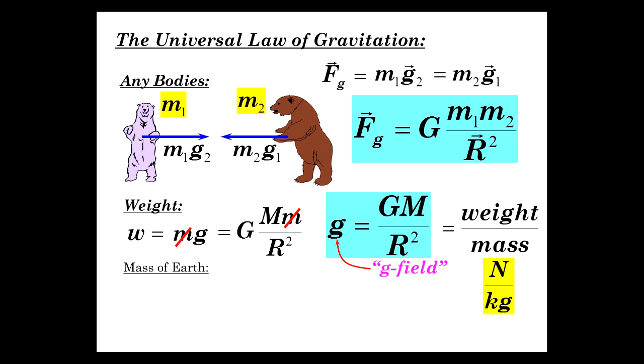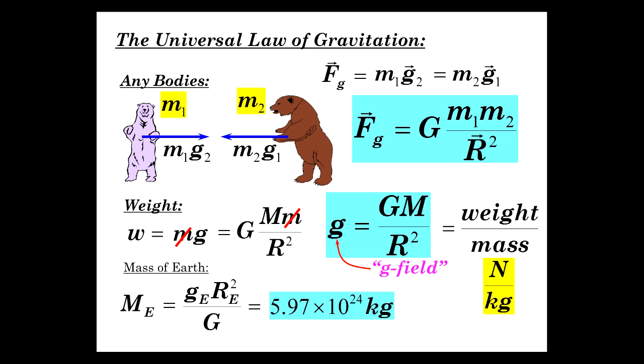From this, we can discover the mass of the Earth. Let's solve for M, and assuming that's the Earth, that'll give us g r squared over big G. And since we can measure g of Earth at 9.8 meters per second squared, newtons per kilogram, the radius of the Earth is known, and the gravitational constant is known, plug those numbers in, and out pops 5.97 times 10 to the 24 kilograms, the mass of our wonderful planet, about 6 trillion trillion kilograms.